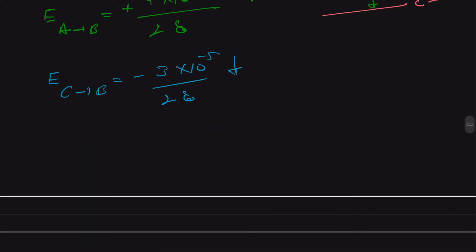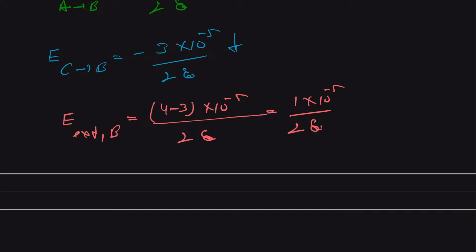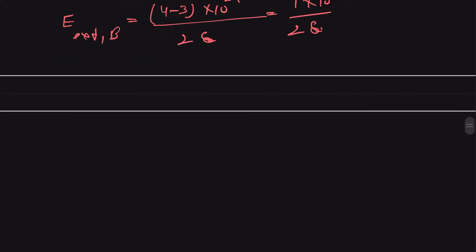Therefore, our external electric field on sheet B will be equal to 4 minus 3 into 10 to the power minus 5 upon 2 epsilon naught, which comes as 1 into 10 to the power minus 5 upon 2 epsilon naught. And finally, we come to our sheet C.